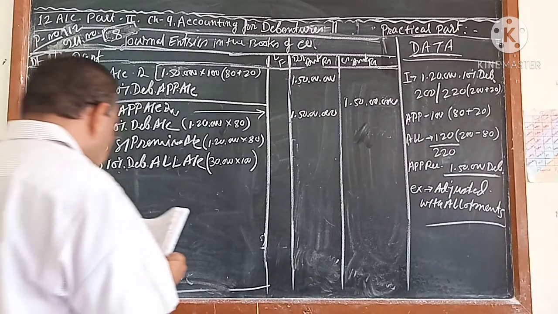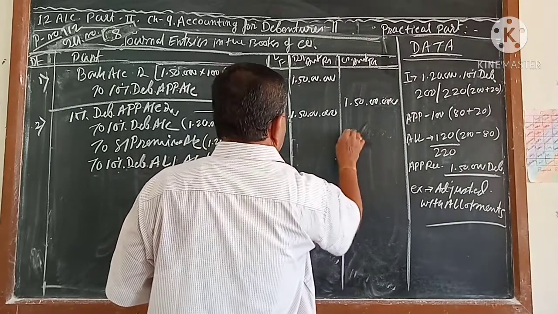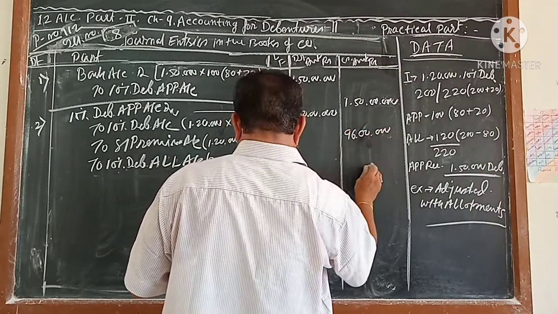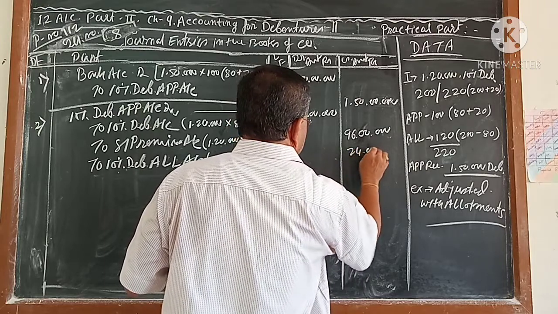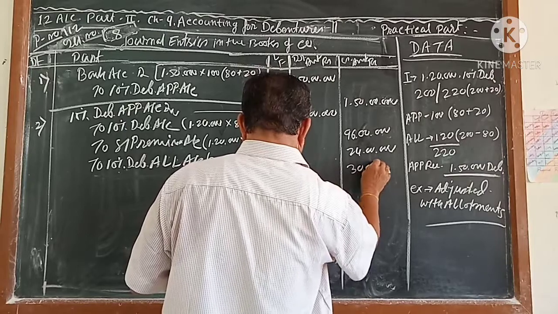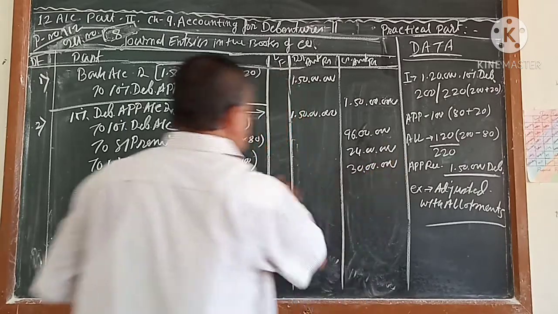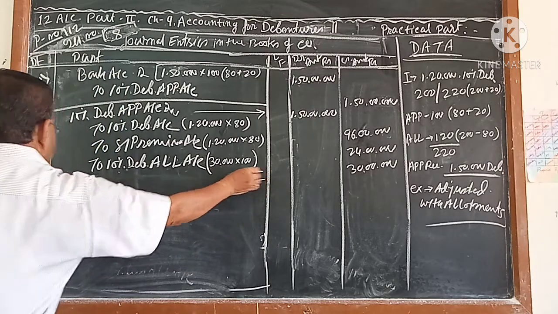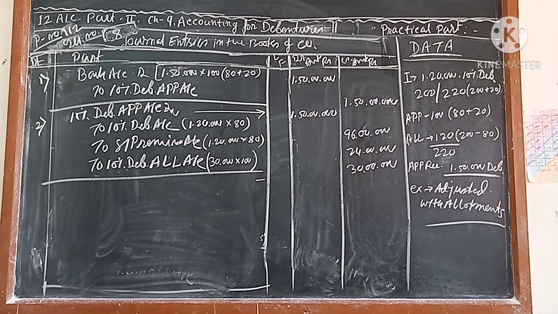So one debit, I am writing the amount. This is 96,000, this is 24,000, and this is 30,000. This is because 30,000 into 100. Once again, I want to explain it here. You pay attention very carefully.